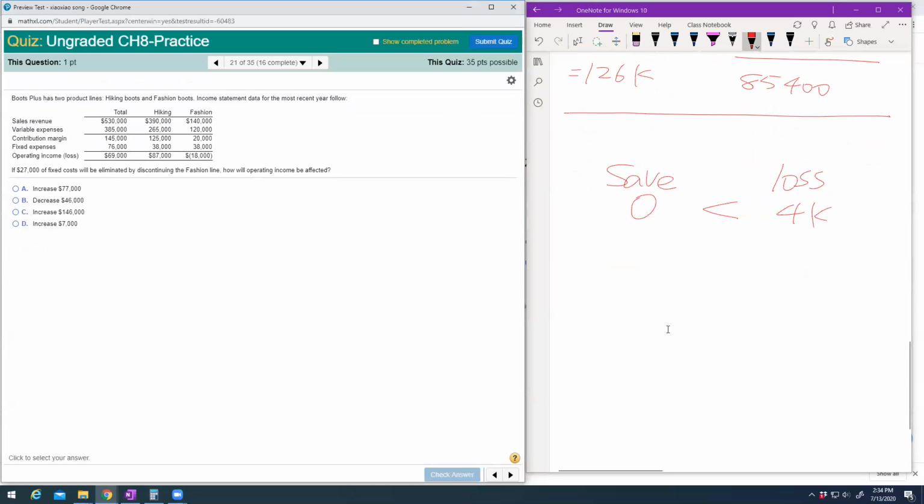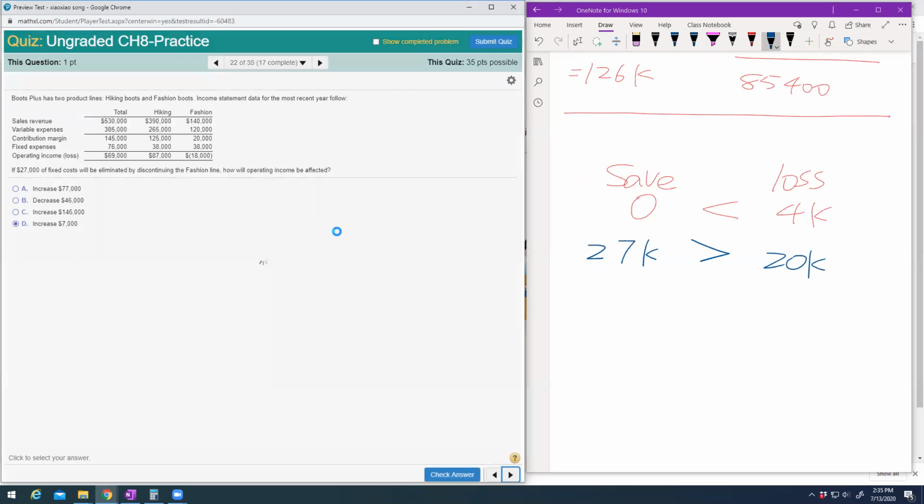Next one, how about the other situation? In this one we can save 27,000 of fixed cost. Like we don't need to rent the special equipment, let's say. So you will save 27,000, but we will lose 20,000 of the contribution margin. That's the contribution margin with fashion. So we will save more than we lose, so we should discontinue. If we discontinue, our operating income will increase by 7,000.